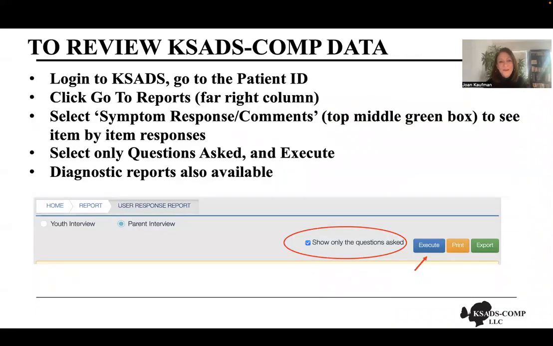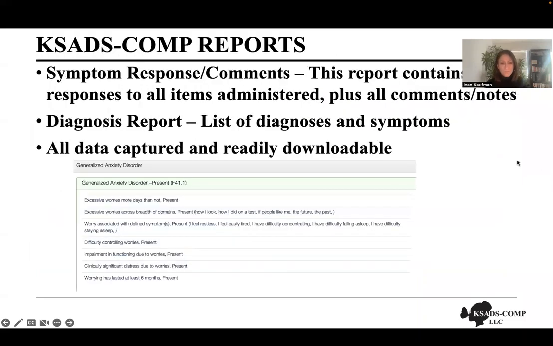All right, and we also saw if you wanted to then look to see the reports, you could go here, and it's the far right column when you were on before, which would say reports, and then you'd have the option of the symptom response, which then can give you the response to every single item. And we also saw that the diagnostic reports could be available as well. And this is an example of what the diagnostic reports look like. It will say what diagnoses were met and which symptoms were present.